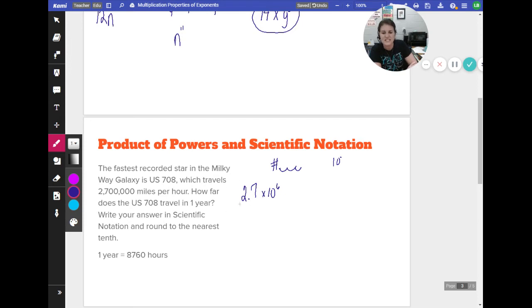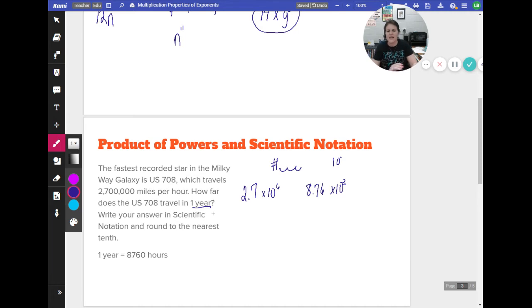So this is the distance that this star travels. Okay. Now it says, how far does it travel in 1 year? Well, we know that the amount of hours in 1 year is 8,760. So again, I'm going to put that number in scientific notation. So 8.76 times 10 to the, hopefully you all said 3rd, right? Because we move it back 1, 2, 3 places. So 10 to the 3rd.